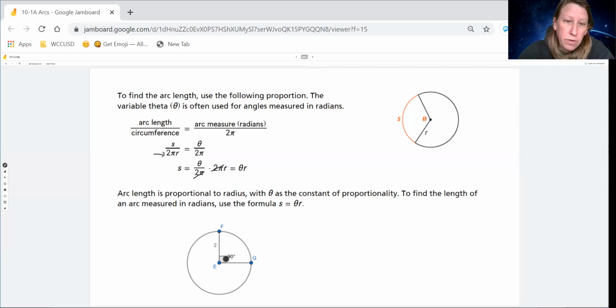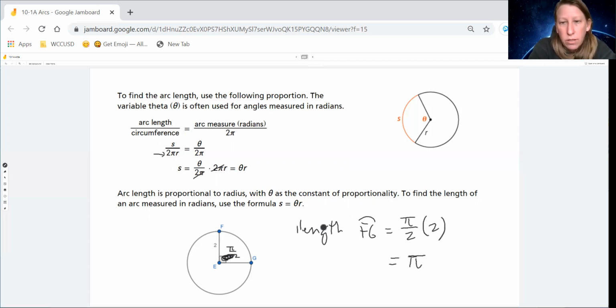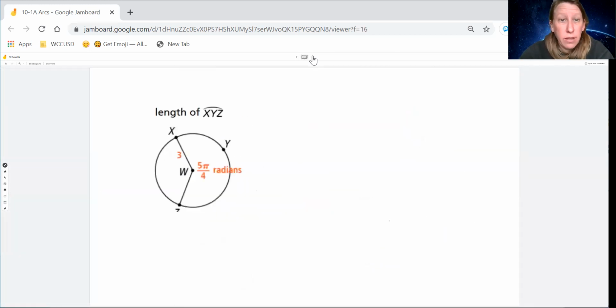So for this problem, this would not be 90. This would be pi over 2. If I wanted to find the length of arc FG, all I would do is pi over 2 times 2, which is pi. Hey, we got that answer before, which is a really good thing, because whether you measure it using radians or degrees, you better get the same answer for the length.